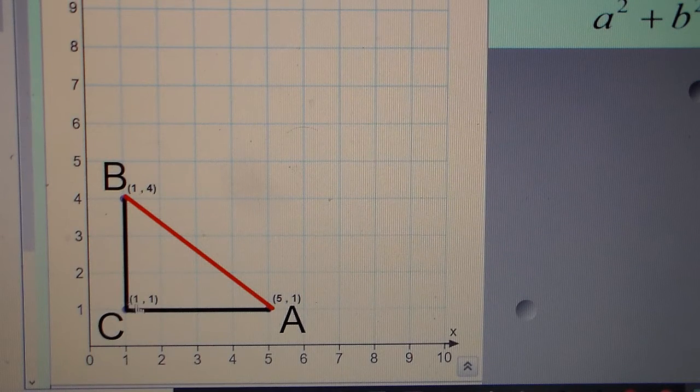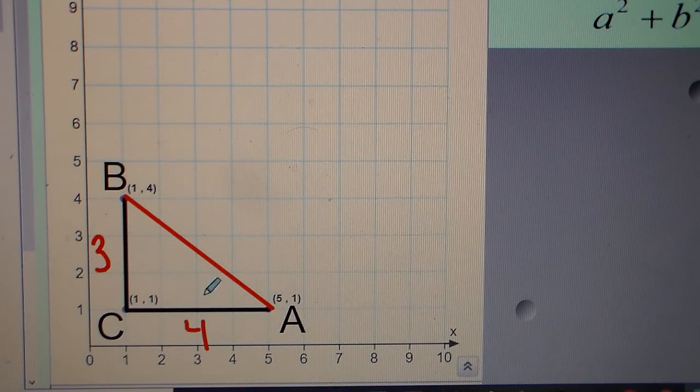The reason I chose the x distance is because it's a horizontal line. With the vertical line, I'm going to worry about the y values between B and C. The height of B is 4, the height of C is 1, so 4 minus 1 gets you 3. So there's a distance of 3 between B and C. Let me write those in. So you have a distance of 3, and you have a distance of 4.